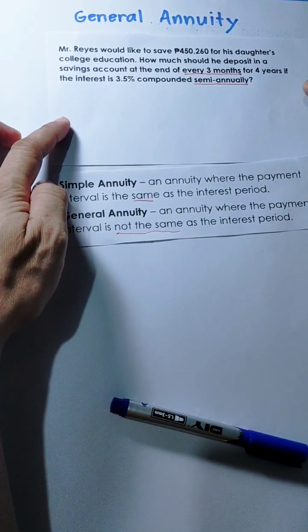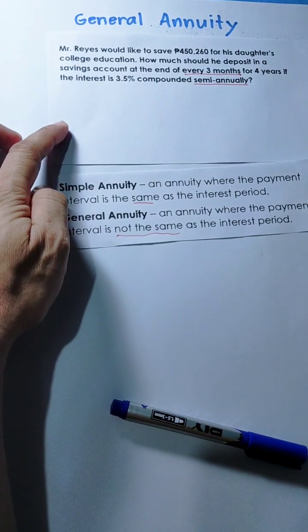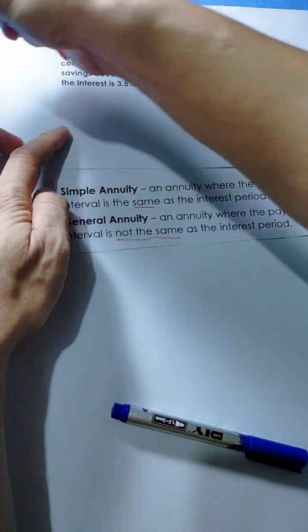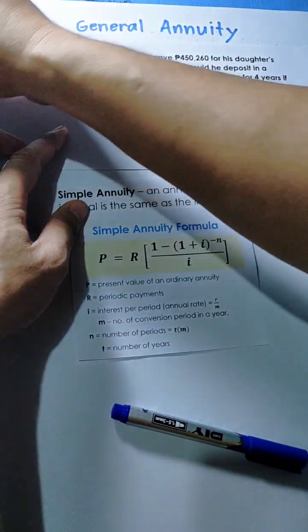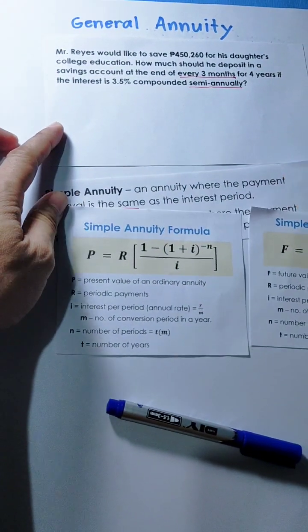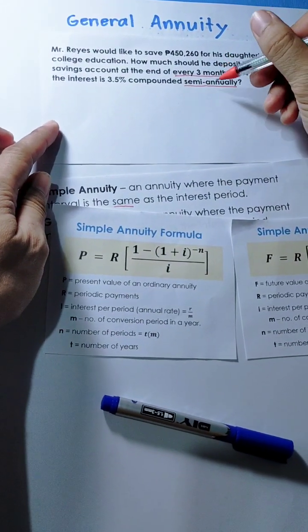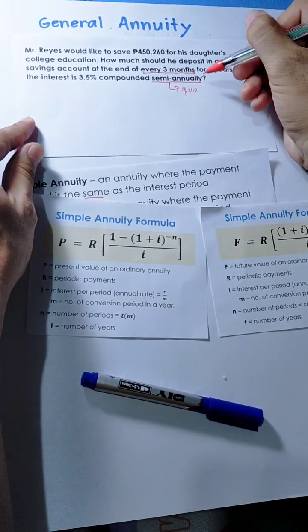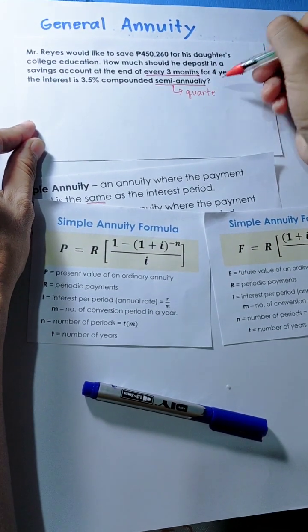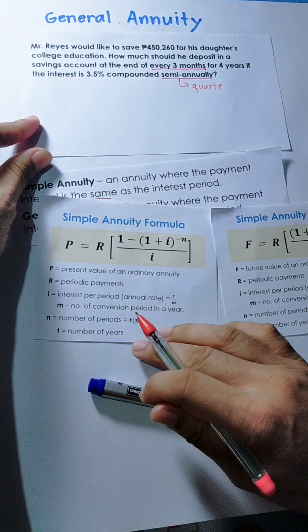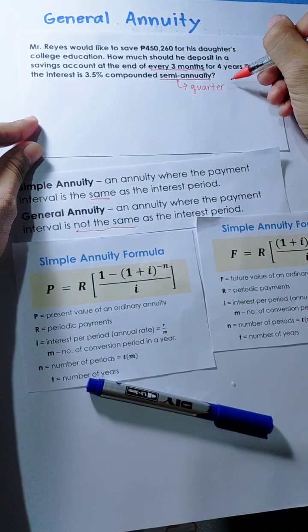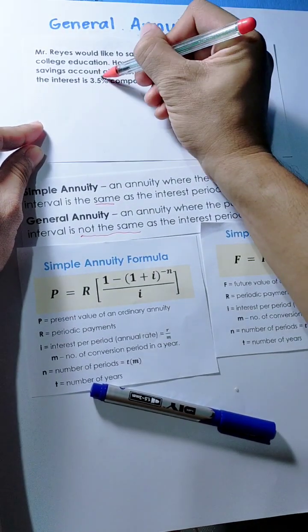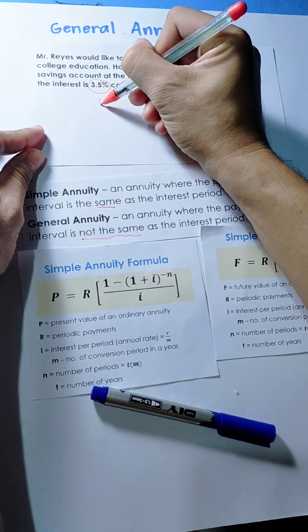Now, we don't have the formula for general annuity yet, but what we're going to do is use the formula for the present and the future value of simple annuity. And how shall we do that? This is how we're going to do this. If we can make our interest period quarterly, then we're good. But the problem here is, if we make it quarterly, then the interest rate will change as well.